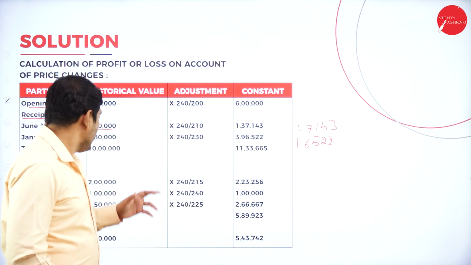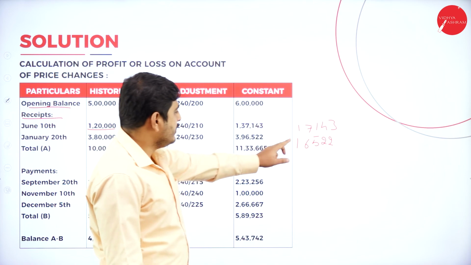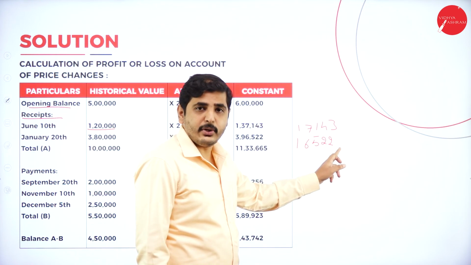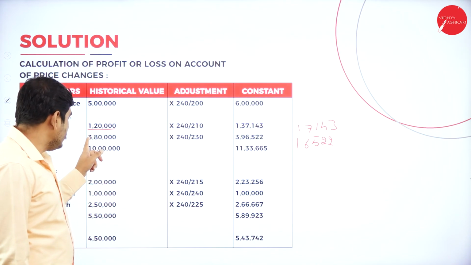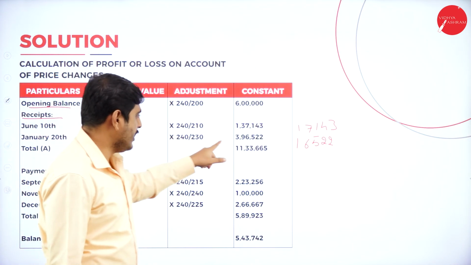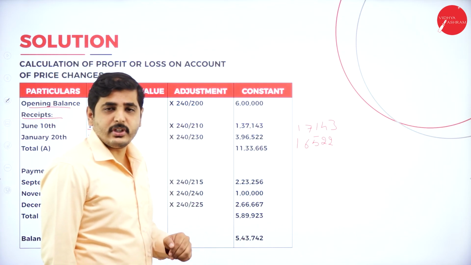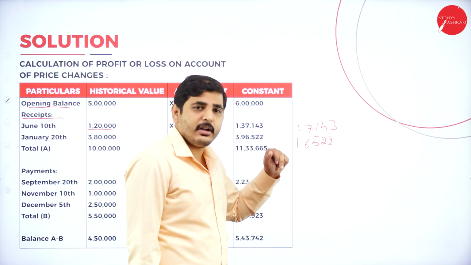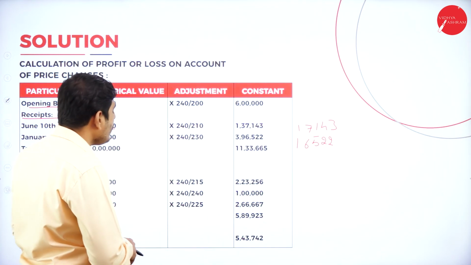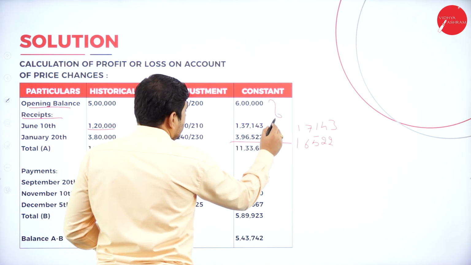So the amount 3,80,000 has been reduced in value to the extent of 16,522. So previous year's 3,80,000 is equal to current year's 3,96,522. So that means the value of money is reducing to the extent of 16,522.